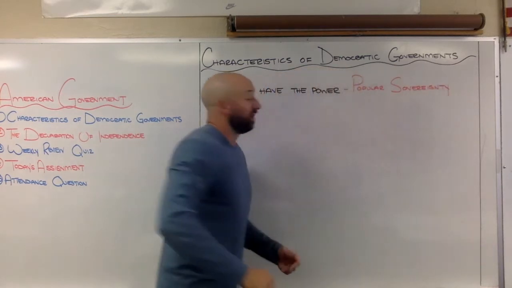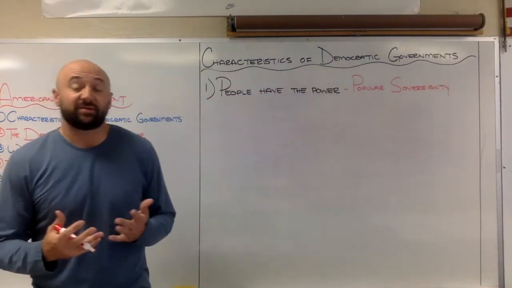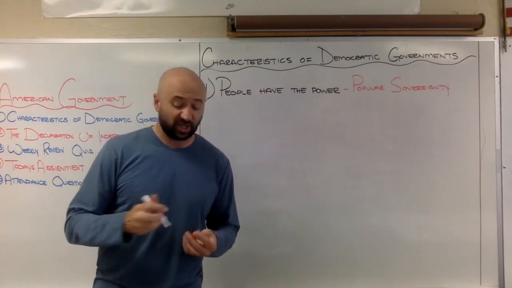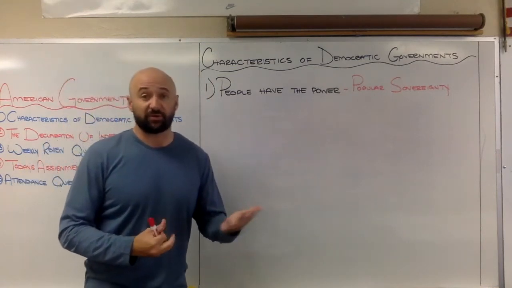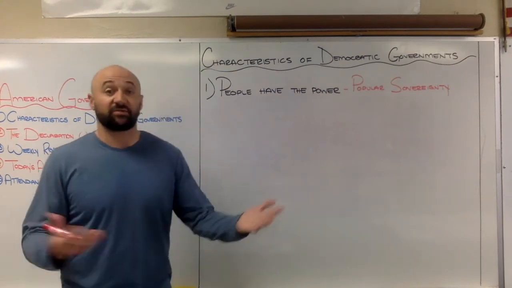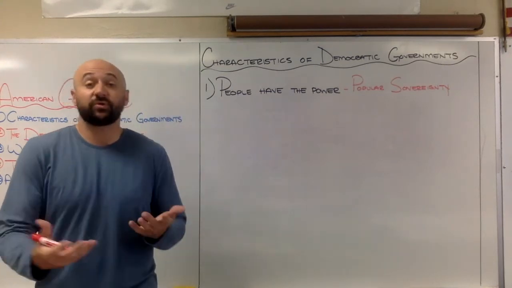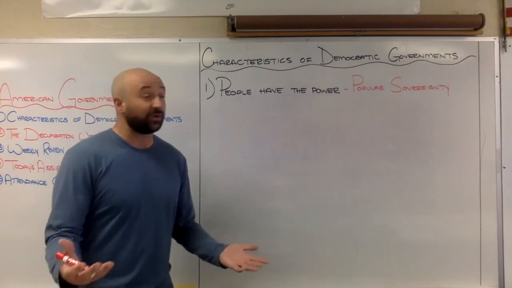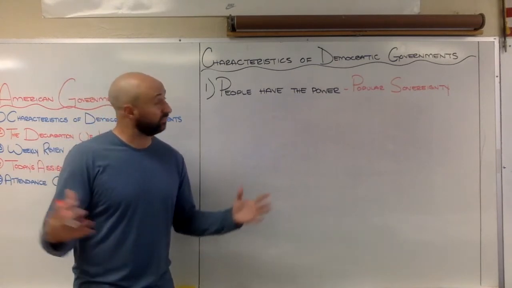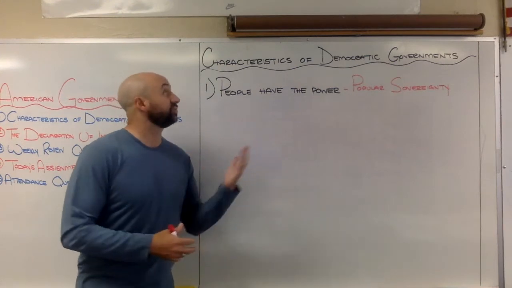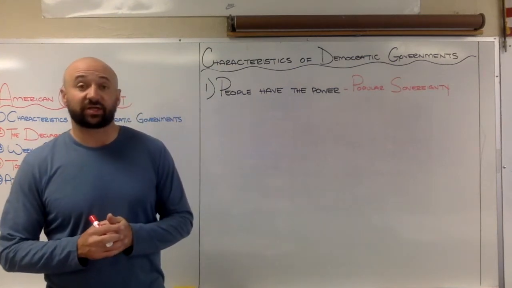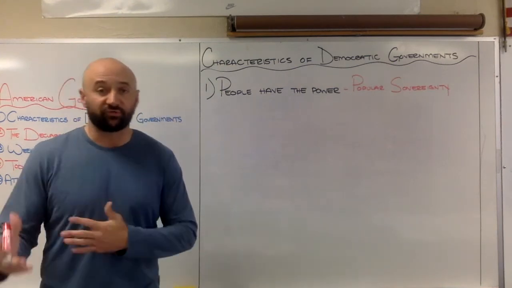Just like that. Popular sovereignty. That is a huge characteristic of a democratic government. It means people have the power. Just think about it. Like we said, you're popular if people know who you are. You have power over a certain area, that's sovereignty. Put them together, popular sovereignty. That is a huge characteristic of a democratic government. People have the power over their area.